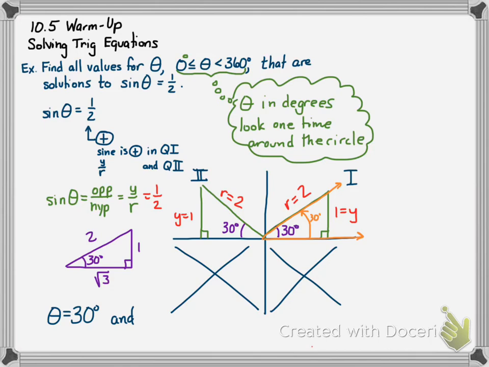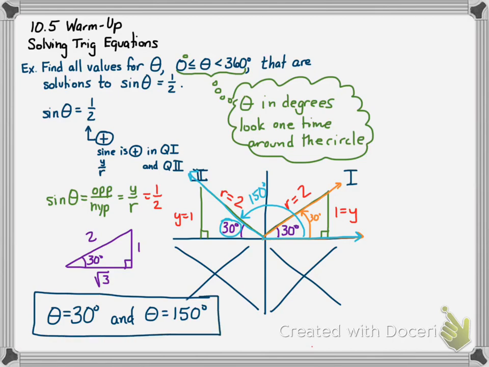For the other value for theta, I'll pick a different color. We start on the x-axis, and we end in quadrant 2. The reference angle there is 30 degrees, so the angle I'm interested in is 30 degrees short of 180, so that angle is 150 degrees. So our second possibility is theta equals 150 degrees.